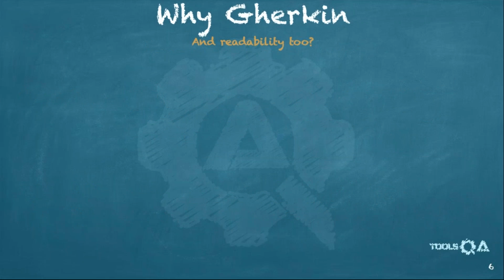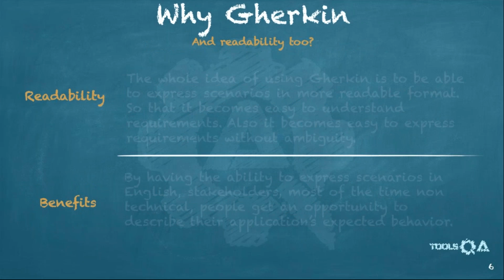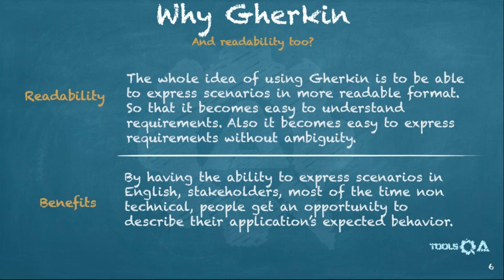Let's go to the next slide. The third thing that we have already discussed is the readability part. The whole idea of Gherkin is to make your tests more readable. That way it is easy for everyone to understand the tests in your team. So everyone, be it from a technical background or a non-technical background, will be able to understand your tests properly. Now, what are the benefits of it? We have explained the benefits also.